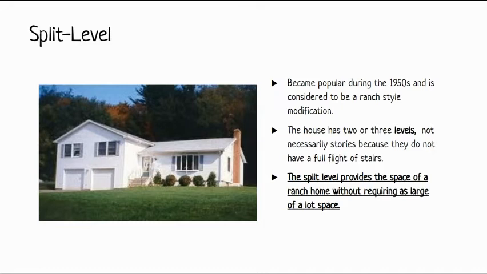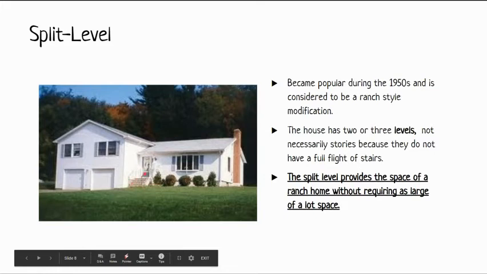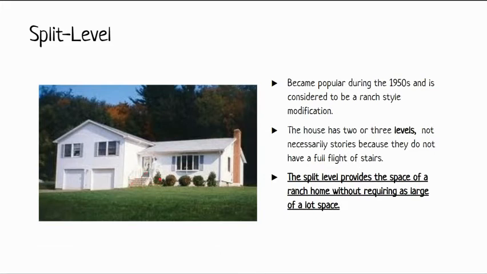So the house has two or three levels, not technically stories because they don't really have a full flight of stairs. So typically in a house like this, you would walk into the stairs and you would have a couple of options. You could either go downstairs about seven or eight stairs and you would be in some type of family room or a living room. It could be a bedroom down there. And then you would have the garage to your left.